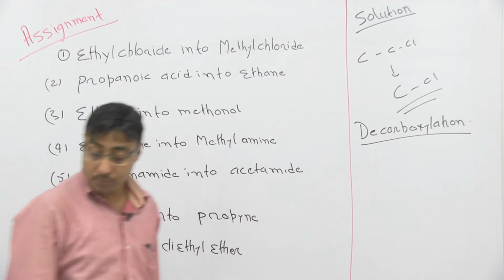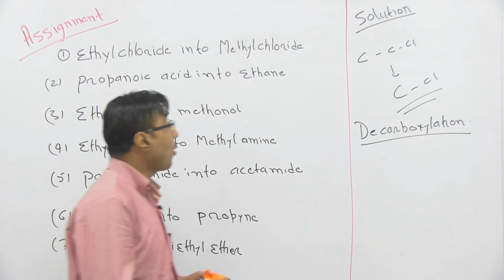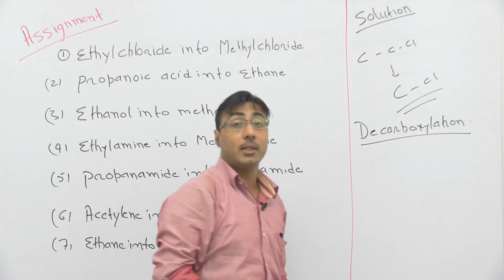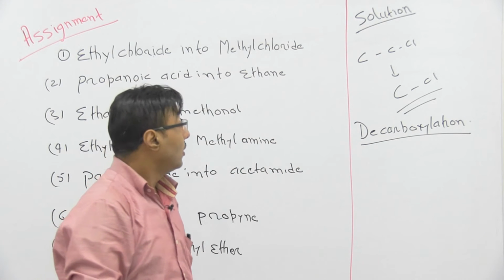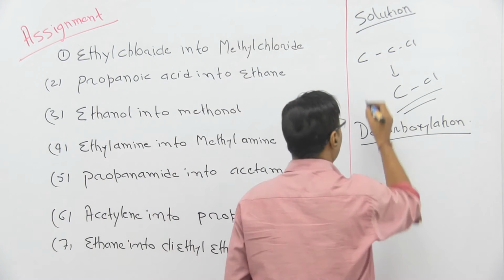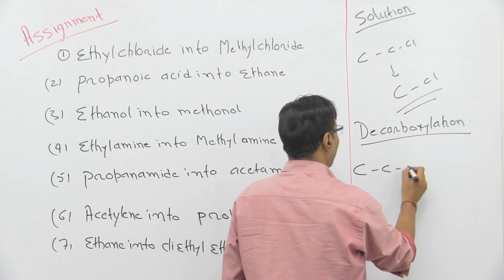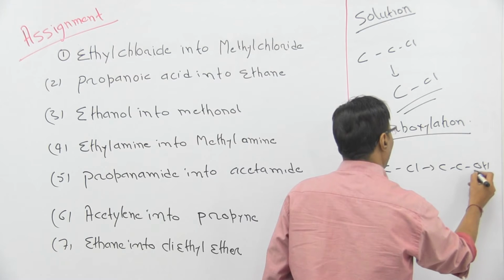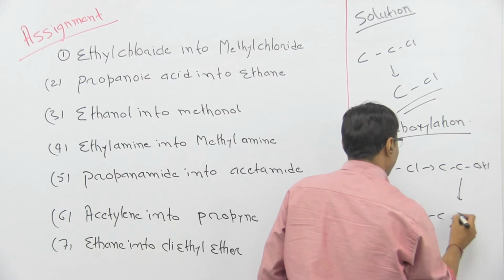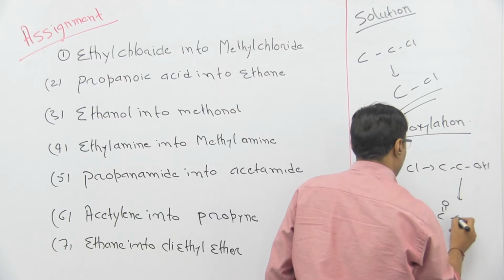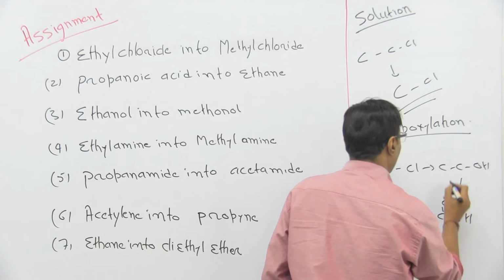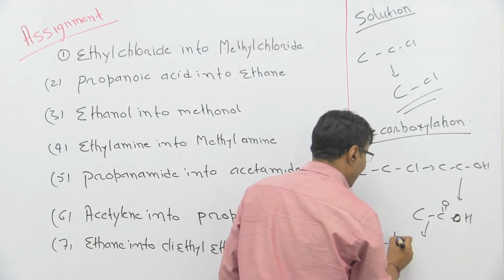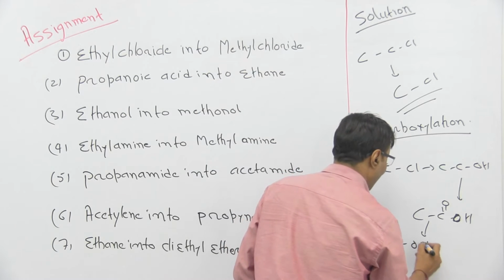Decarboxylation. For decarboxylation it has to be converted into an acid. So first we have to convert this part into acid, and this can be done by CCl to CCOH, the alcohol. This one is C single bond C double bond O single bond OH. Then this will be C single bond C double bond ONa.